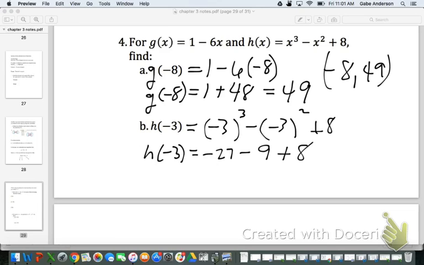Okay. So once we get to here, it's a matter of adding up our like terms, adding up these integers here. So negative 27 minus 9 is negative 36, and then plus 8 gives us, did you get it? Negative 28? Yep. Okay, very good. So we've gotten in some pretty good repetition. We got 5 repetitions with those in there.